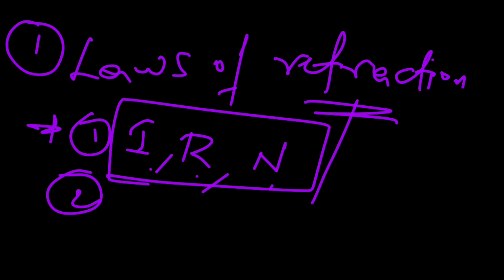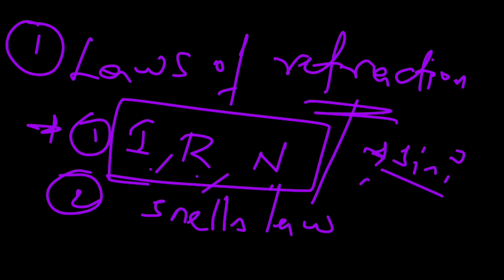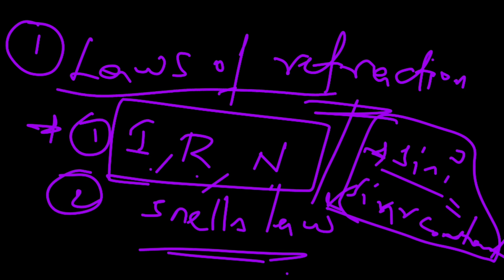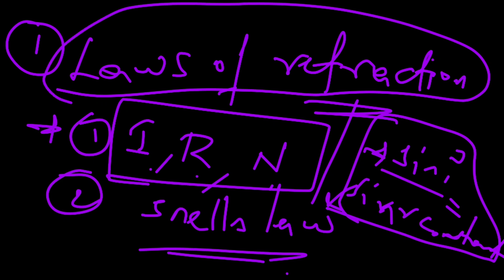Coming to the second law, the second law is Snell's law. Snell's law says sin I by sin R is equal to a constant. You have to remember it: the ratio of the sine of the angle of incidence to the sine of the angle of refraction is constant. So this is Snell's law. Not Newton's second law, it's the laws of refraction. We have two laws for refraction. So now let's move on.